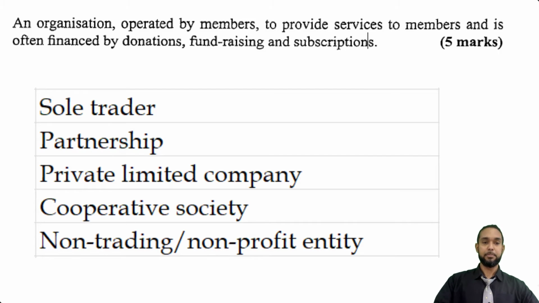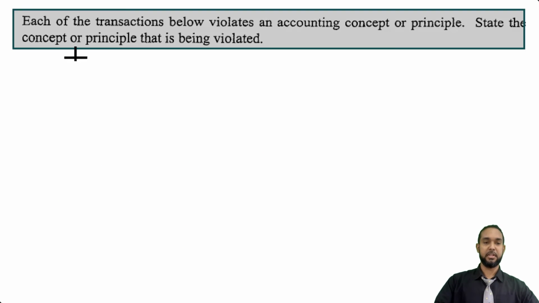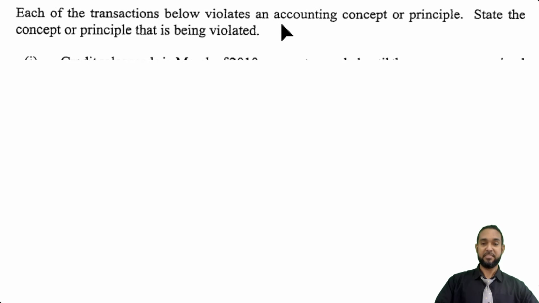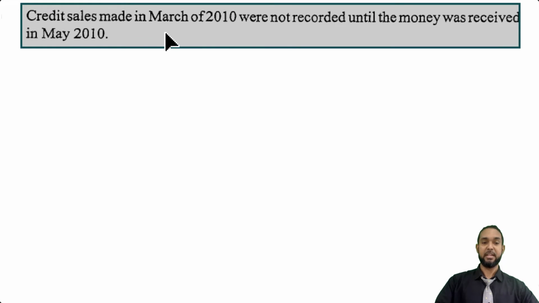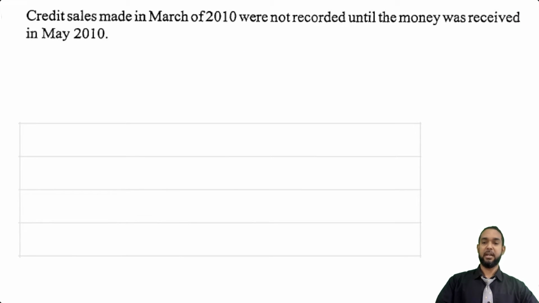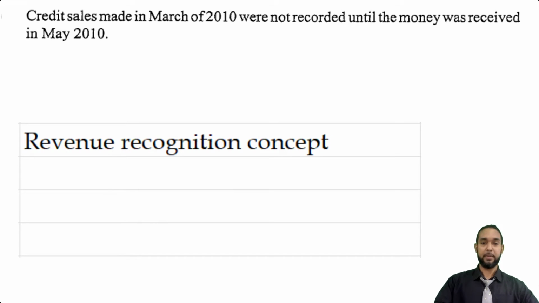Okay, let's take a look at part C. They're telling us here that each of the transactions below violates an accounting concept or principle. State the concept or principle that is being violated. In the first situation, they're telling us that credit sales made in March of 2010 were not recorded until the money was received in May 2010. Well, that's a definite violation of the revenue recognition concept, which says revenue should be recognized when it is earned.